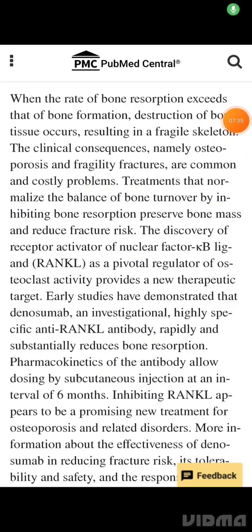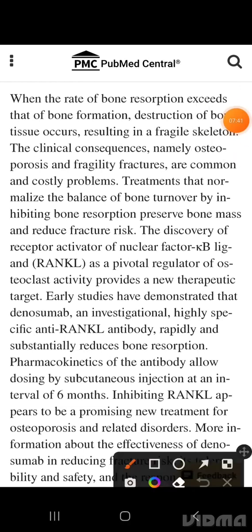This is one article I received from PubMed Central. So what is RANKL? RANKL means receptor activator of nuclear factor kappa B ligand. R means receptor activator, that is of nuclear factor, that is N. K is kappa B ligand. This is RANKL.